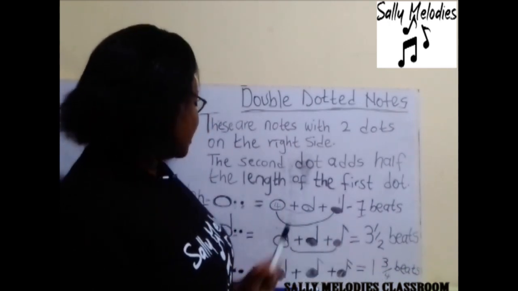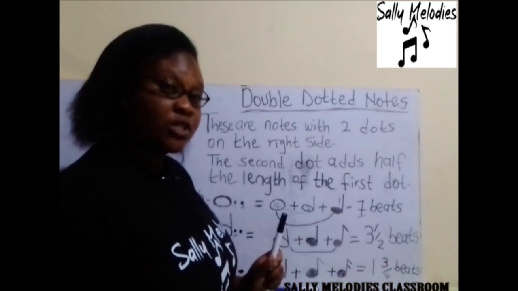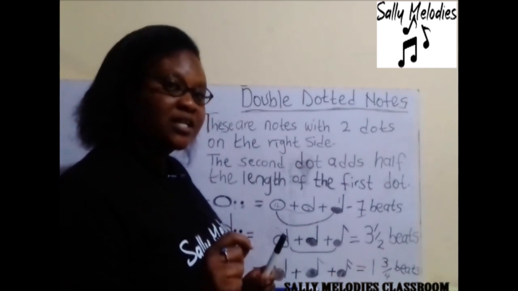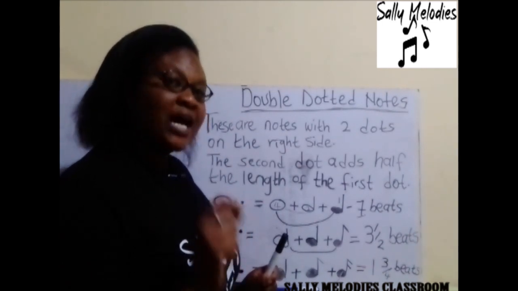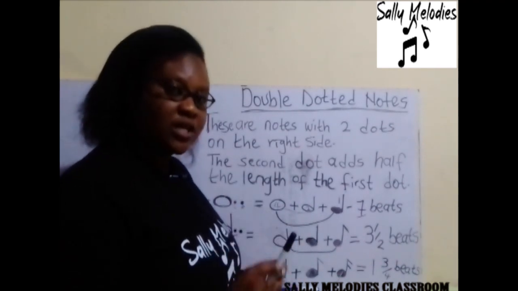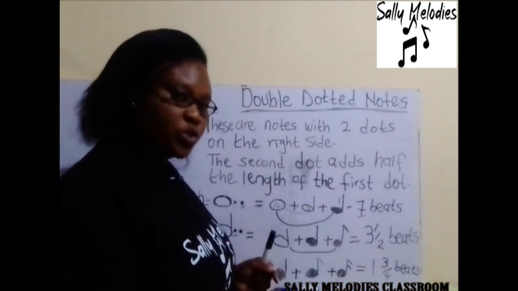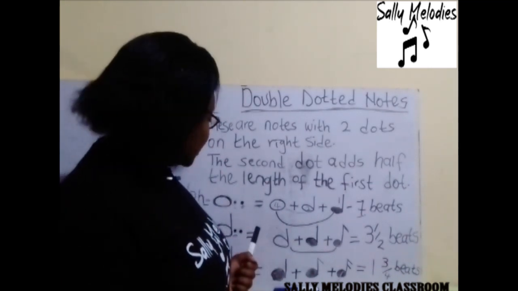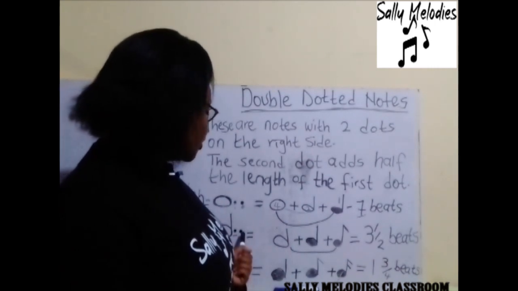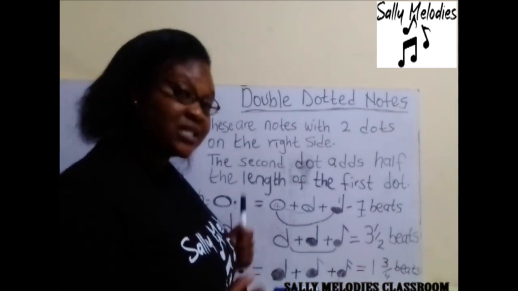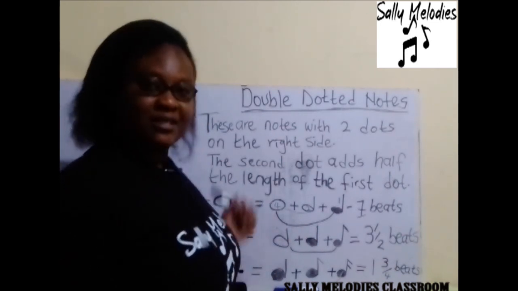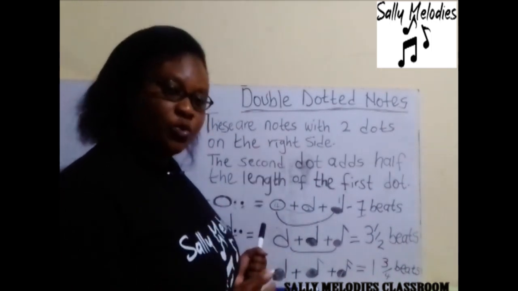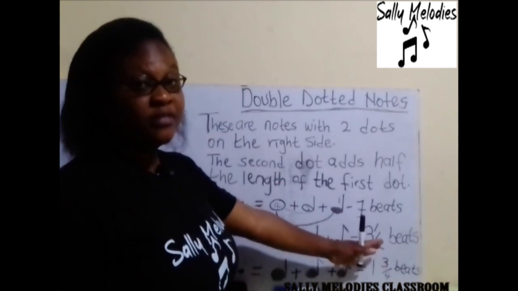Remember, once more, there is a difference between a dotted note and a double dotted note. A dotted note has got only 1 dot on the right, which adds half the value of the note. It lengthens by half of the value of the note. And then a double dotted note has got two dots on the right, whereby the second dot takes half the value of the first dot. So the second dot doesn't touch the note itself, it touches the first dot, whereby you divide by a half to get the value.